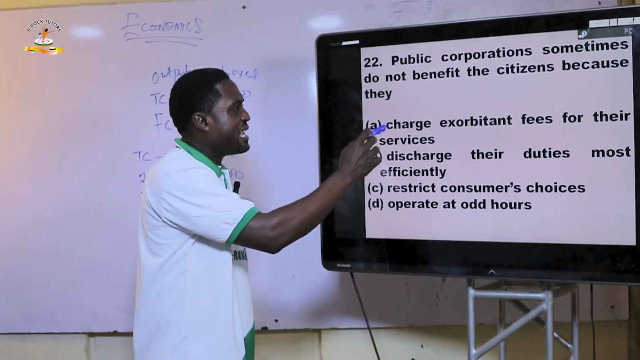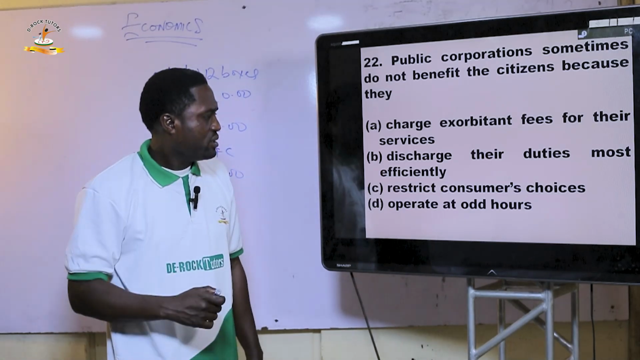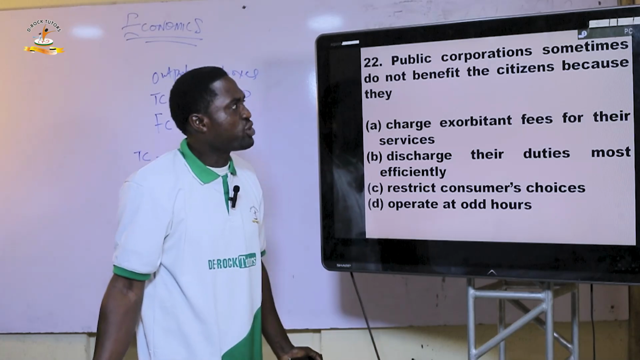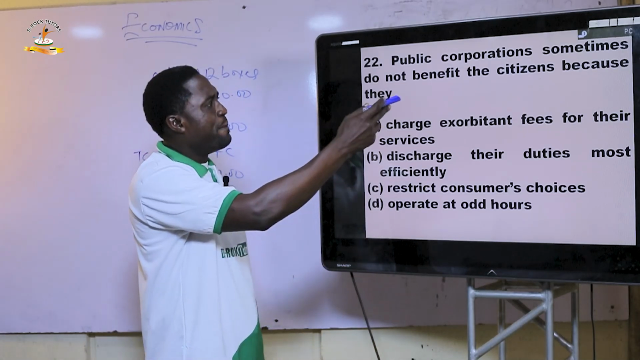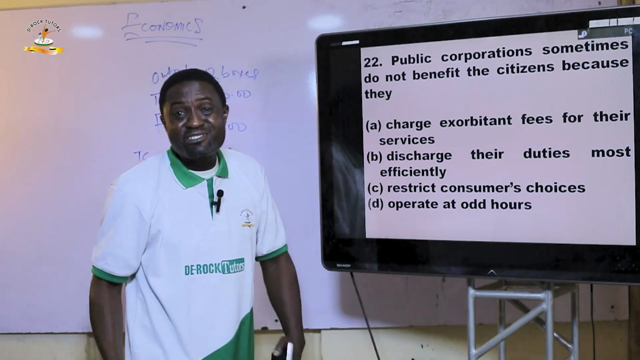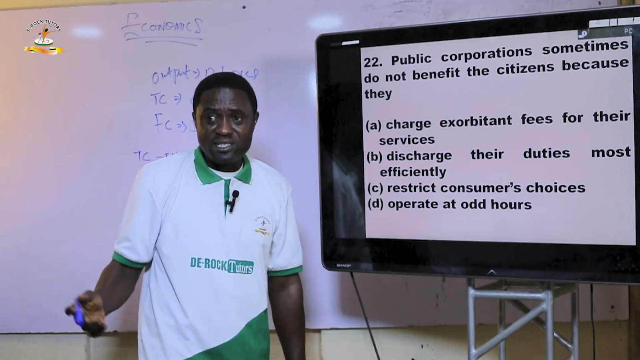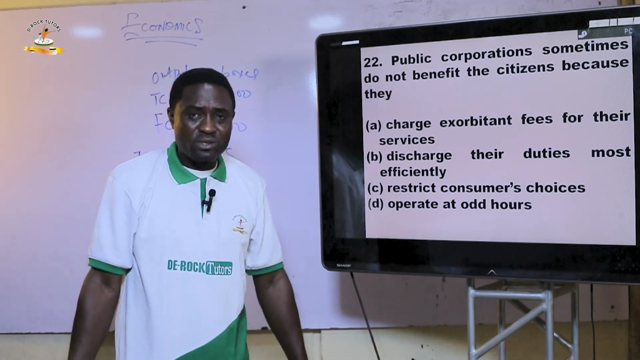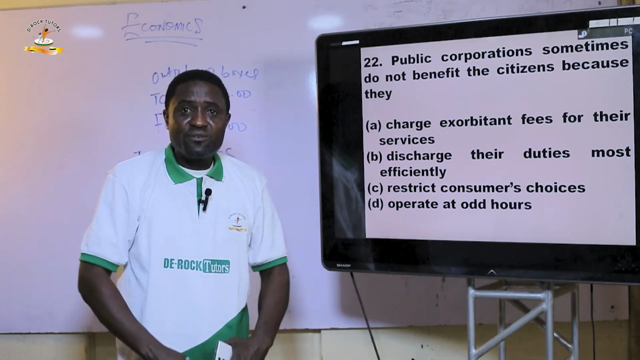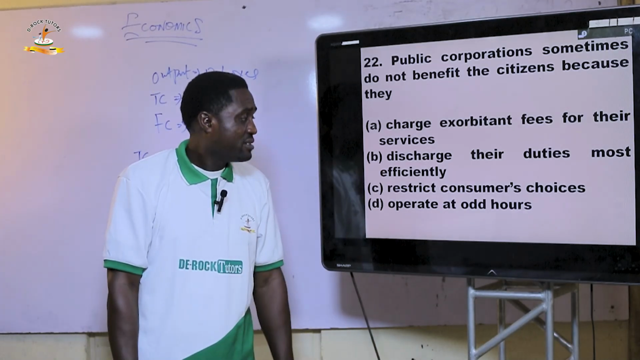So it's either A or C. You can go for one, but the stronger one is that it restricts consumers' choices. Public operations sometimes do not benefit the citizens because they restrict consumers' choice. This is stronger because if we had a choice, honestly, we wouldn't subscribe to that. It restricts, but because we don't have a choice, we keep paying them, even at the detriment of our enjoyment.